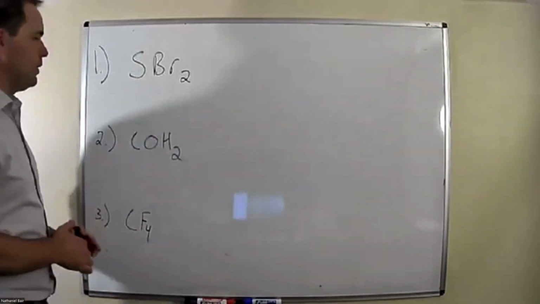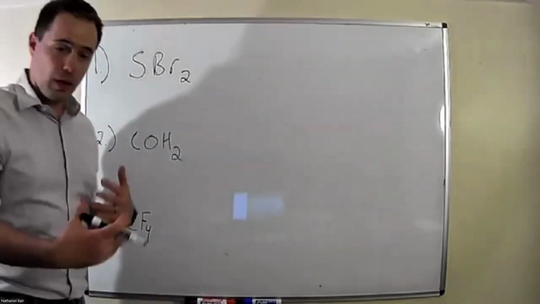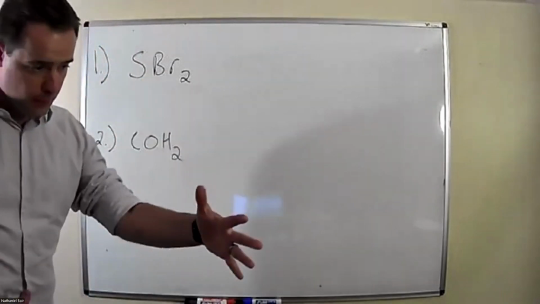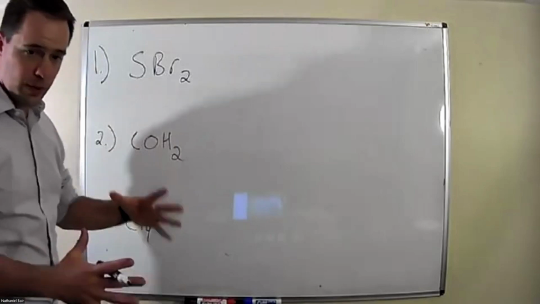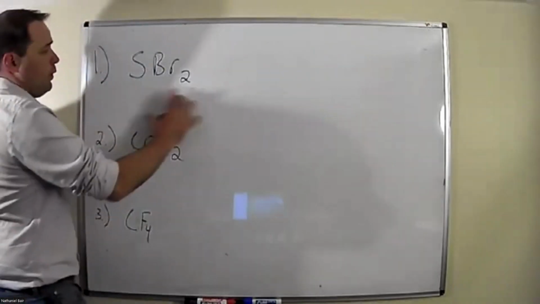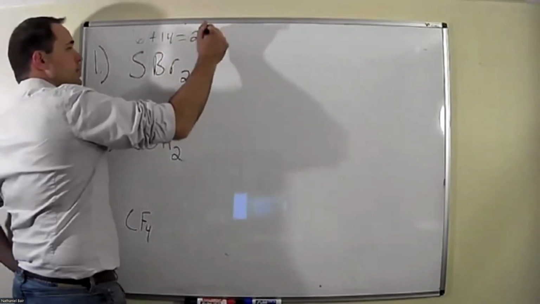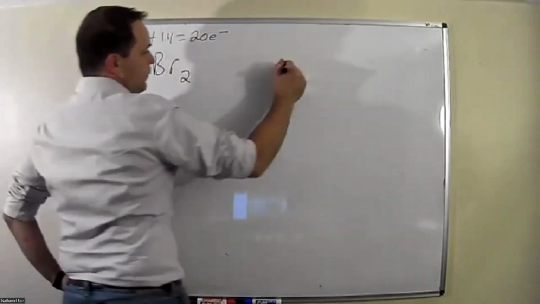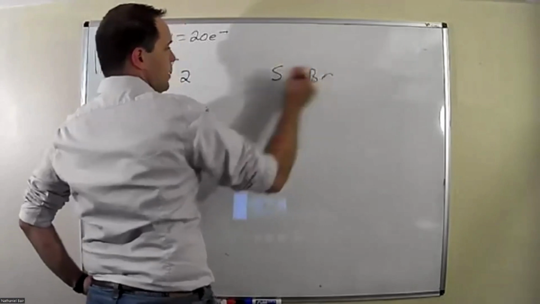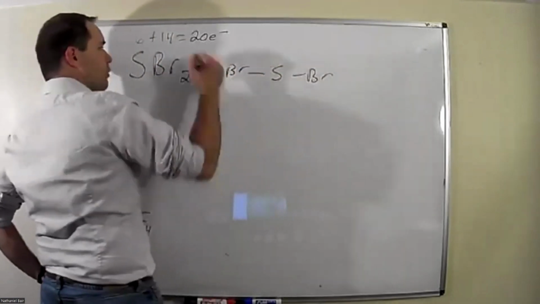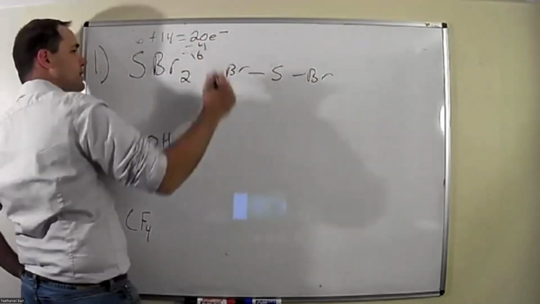Let's do it, folks. Here we go. So please, unmute, yell at me if you got any questions, okay, as I go through these, all right? So if we're going to do sulfur dibromide, that's 6 plus 14, that's 20 electrons. Sulfur in the middle, 2 bromines coming off of it, used up 4, got 16 left.